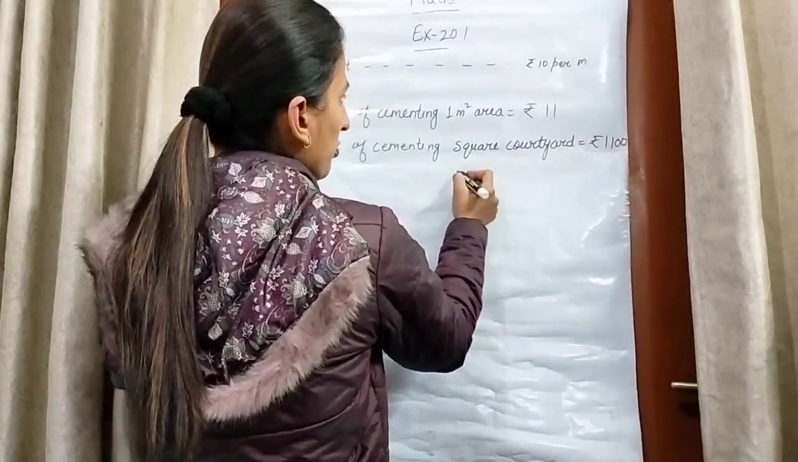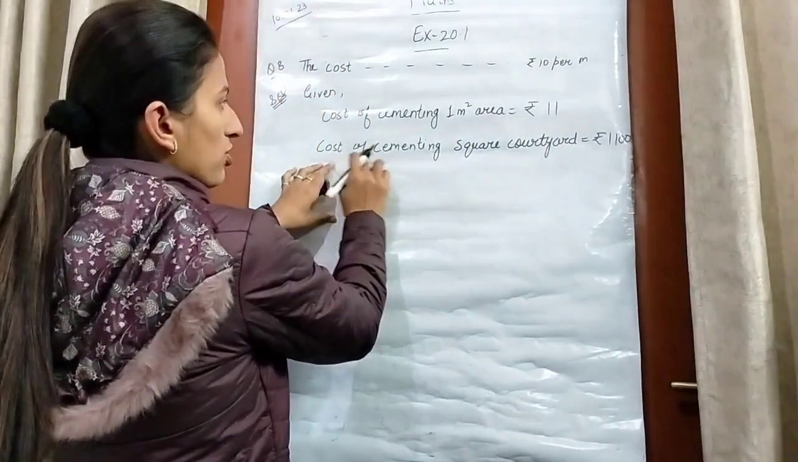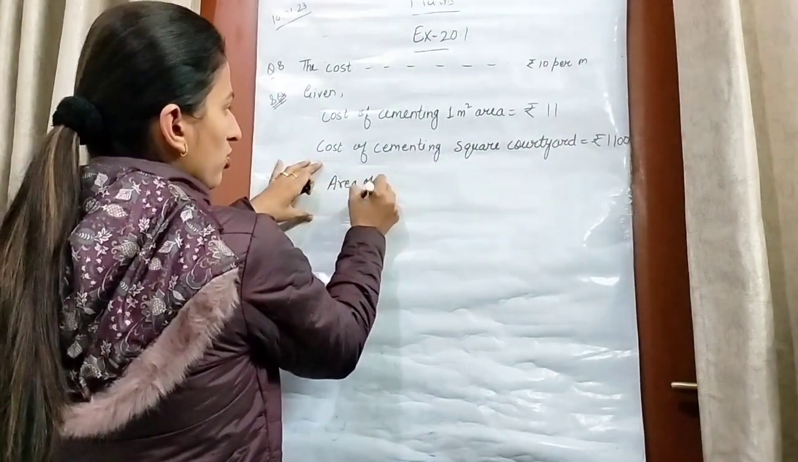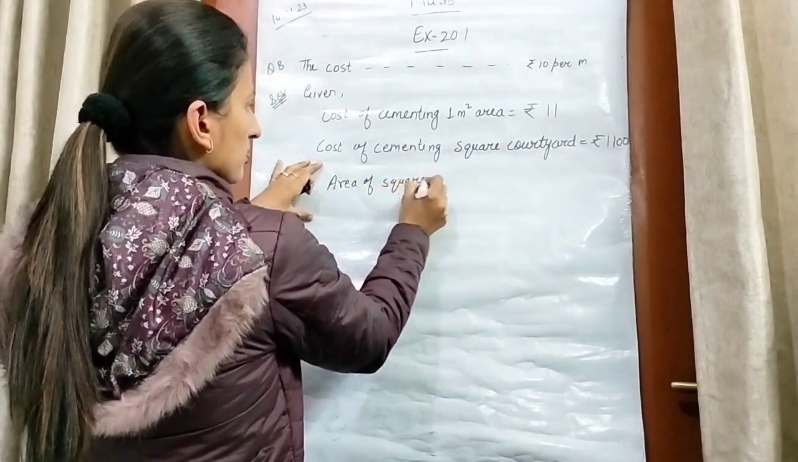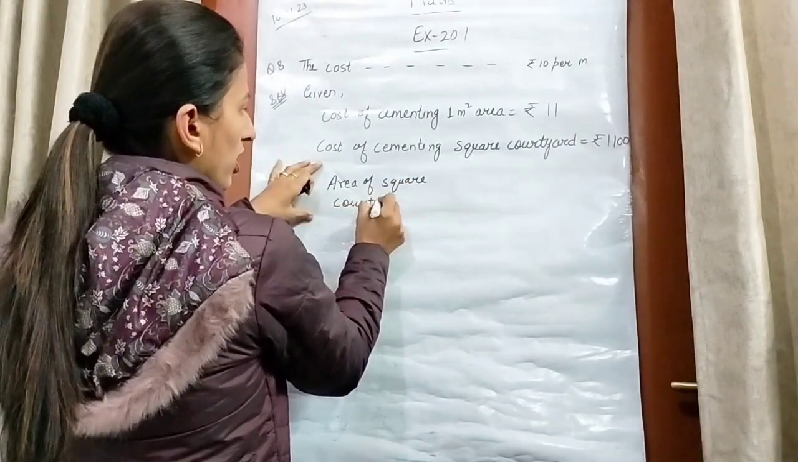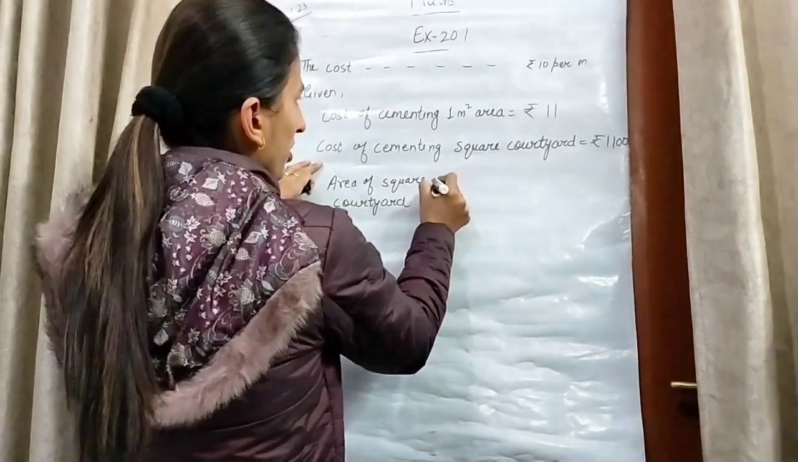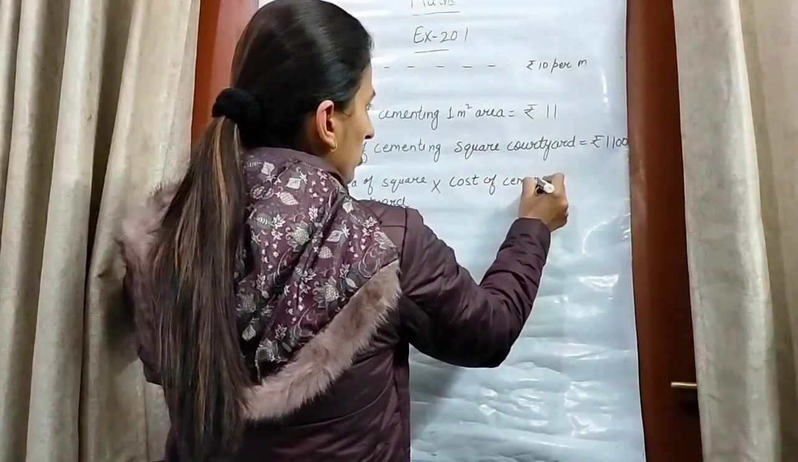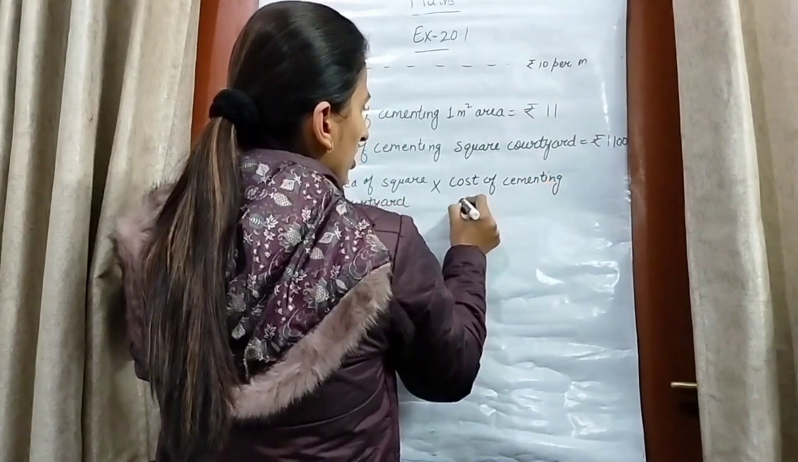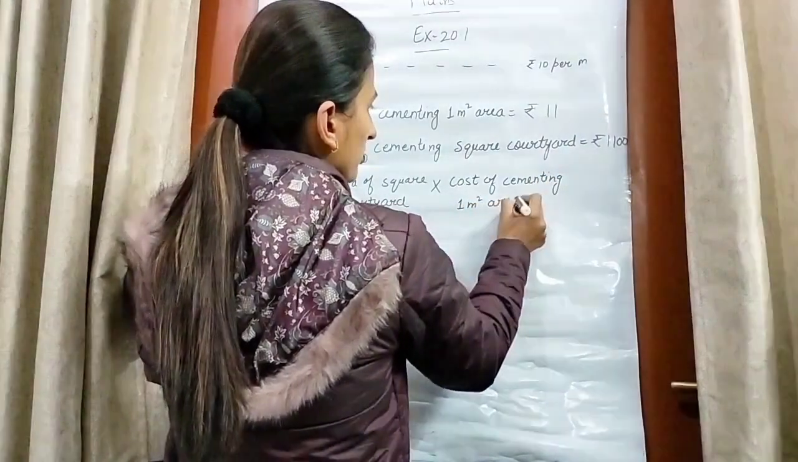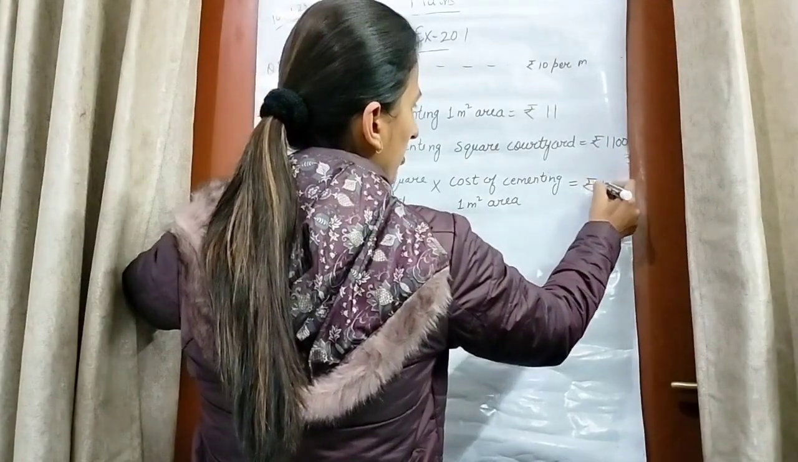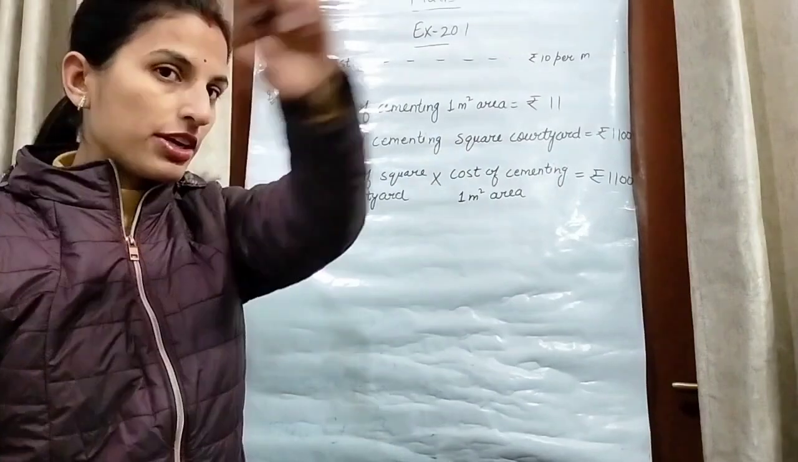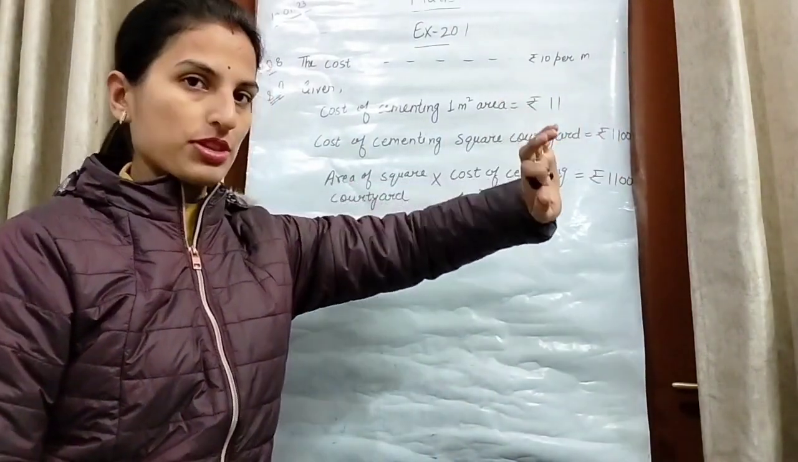So the total cost will contribute by, you can replace the cost of cementing the square courtyard by area of square courtyard into cost of cementing 1 meter square area, that is rupees 1100. Understood this point? It means the cost of cementing the complete square is rupees 1100.